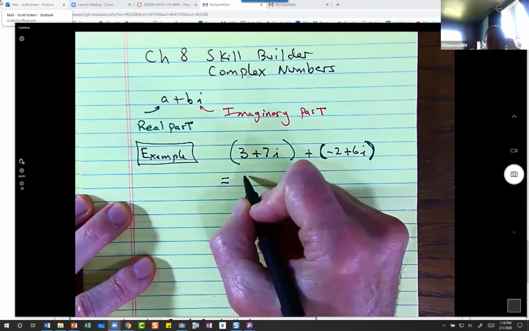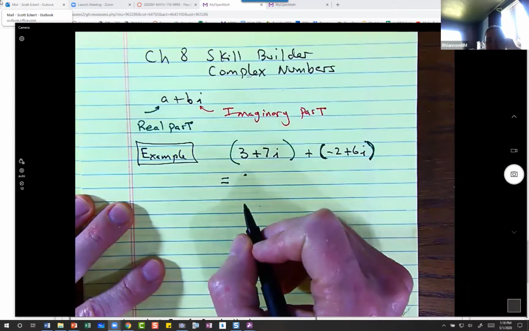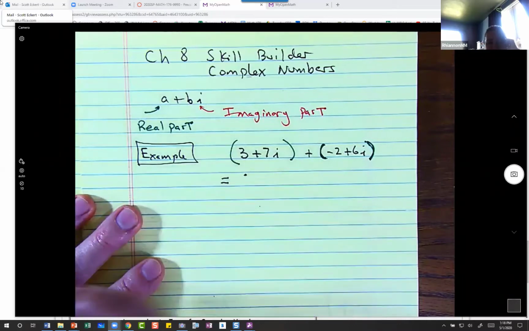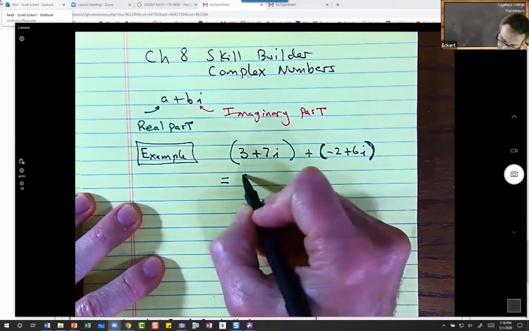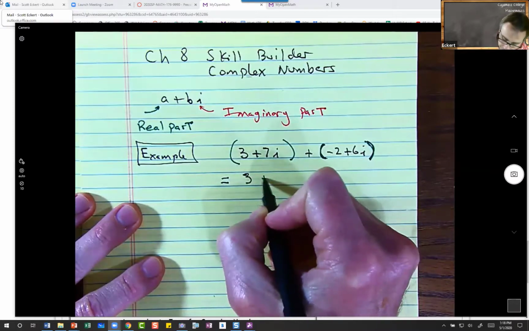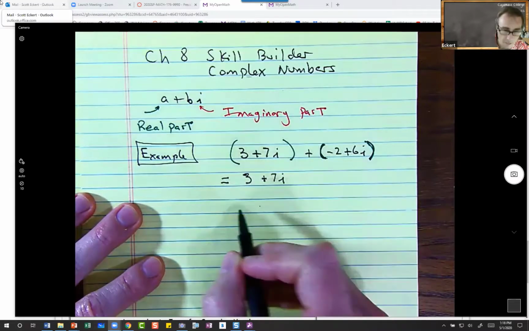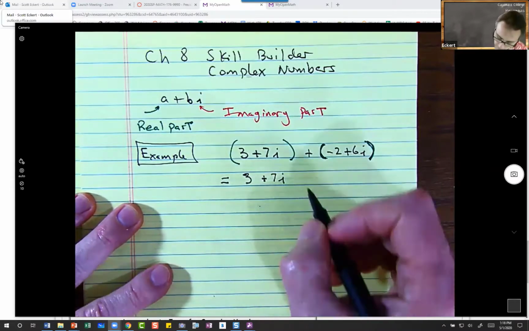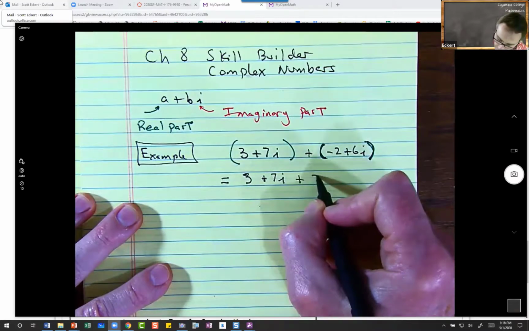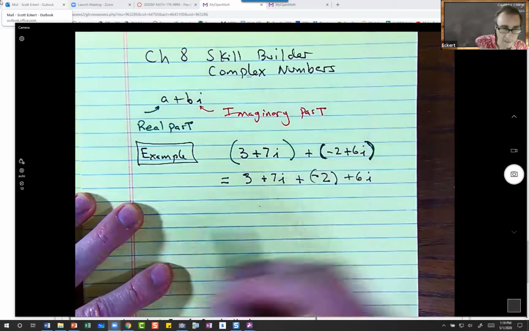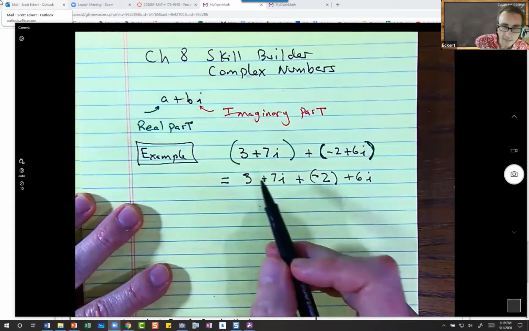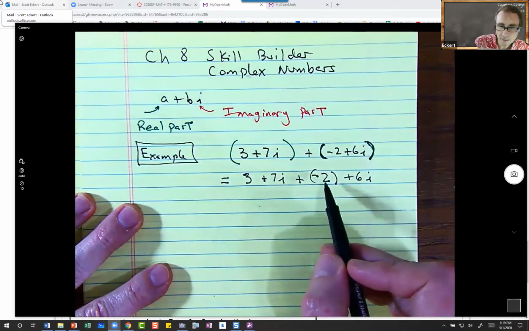So 1 plus 7i over 6i? I don't know. You're really close. Good job. Half of it was correct. This is all adding. 3 plus 7i plus negative 2 plus 6i. It's add this plus this plus this plus this.